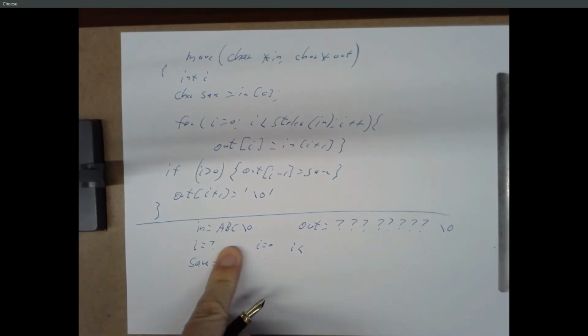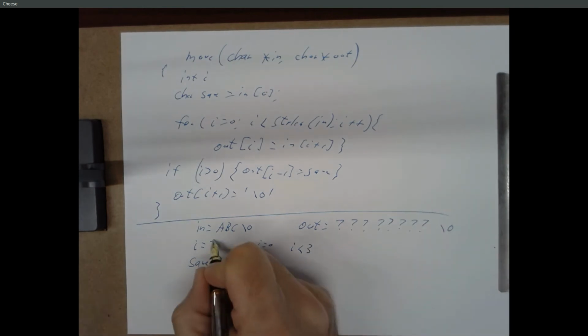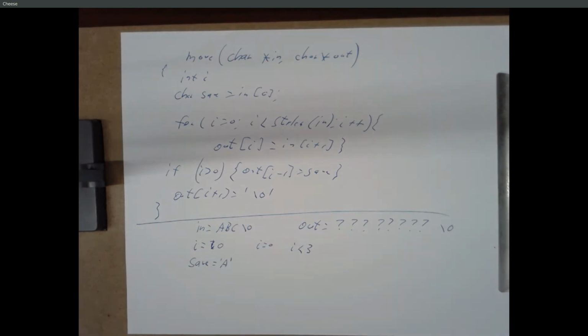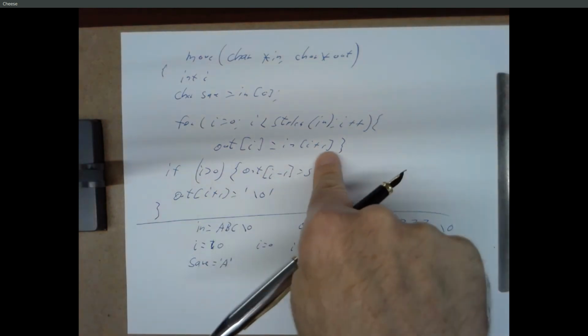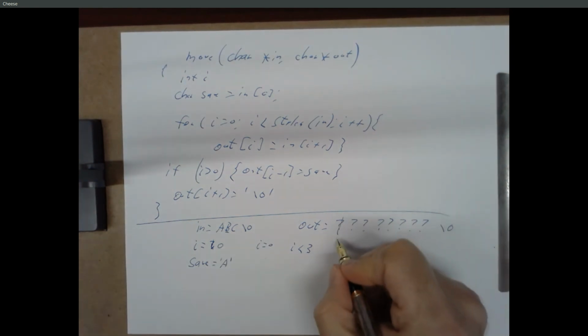3, right? Be clear about that. It's 3 characters. It does not count the terminator. So for i equals 0, i less than 3. So i equals 0, and this says out[0] equals in[1]. Well, in[1] is the B, so out[0] is going to be a B.